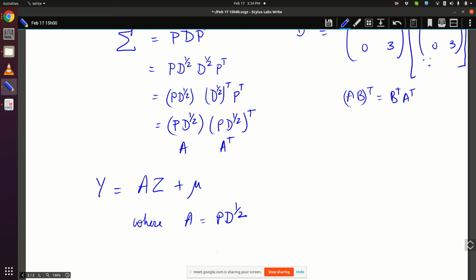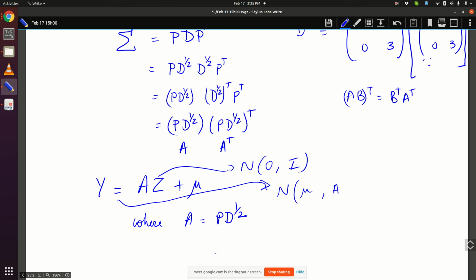Now Z is a multi-normal, normal with zero mean and identity covariance. So if I do A Z plus mu, what is the distribution of Y? The mean is mu, and the variance is A A transpose. A A transpose I have shown to be equal to sigma. So this is equal to normal with mean mu and variance sigma.